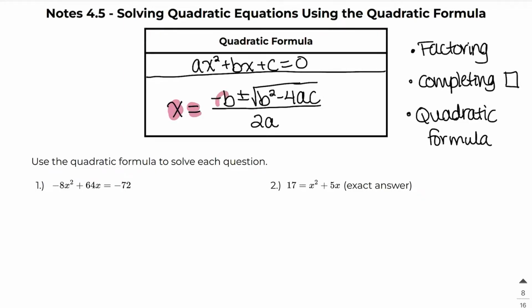X equals negative b plus or minus the square root of b squared minus 4ac all over 2a. Or you could also do it to the tune of row, row, row your boat. X equals negative b plus or minus square root of b squared minus 4ac all over 2a.